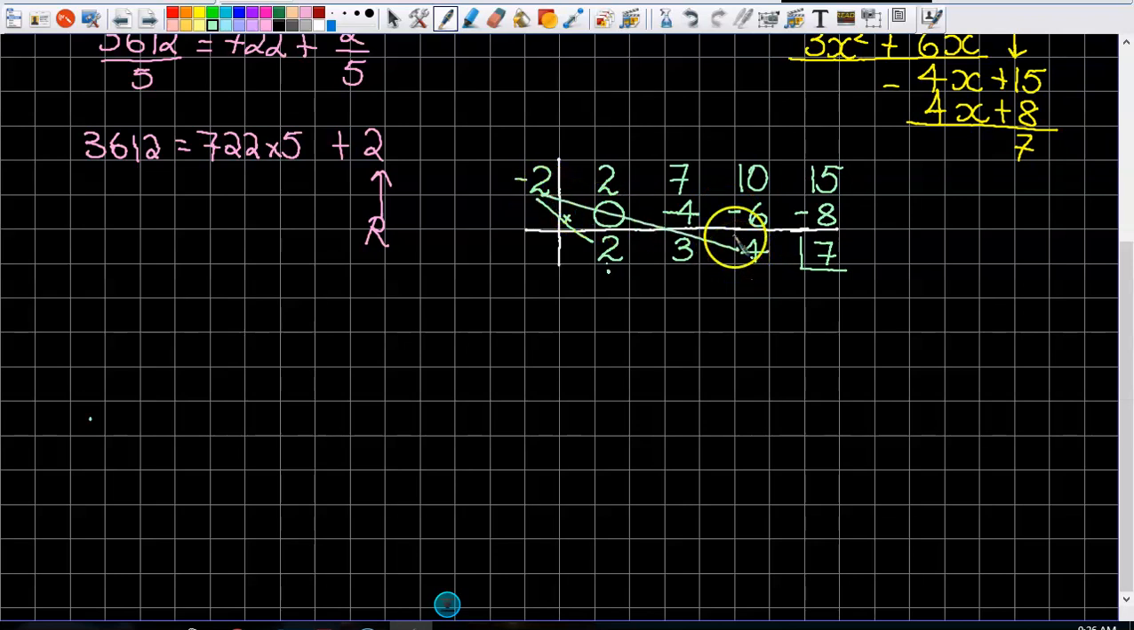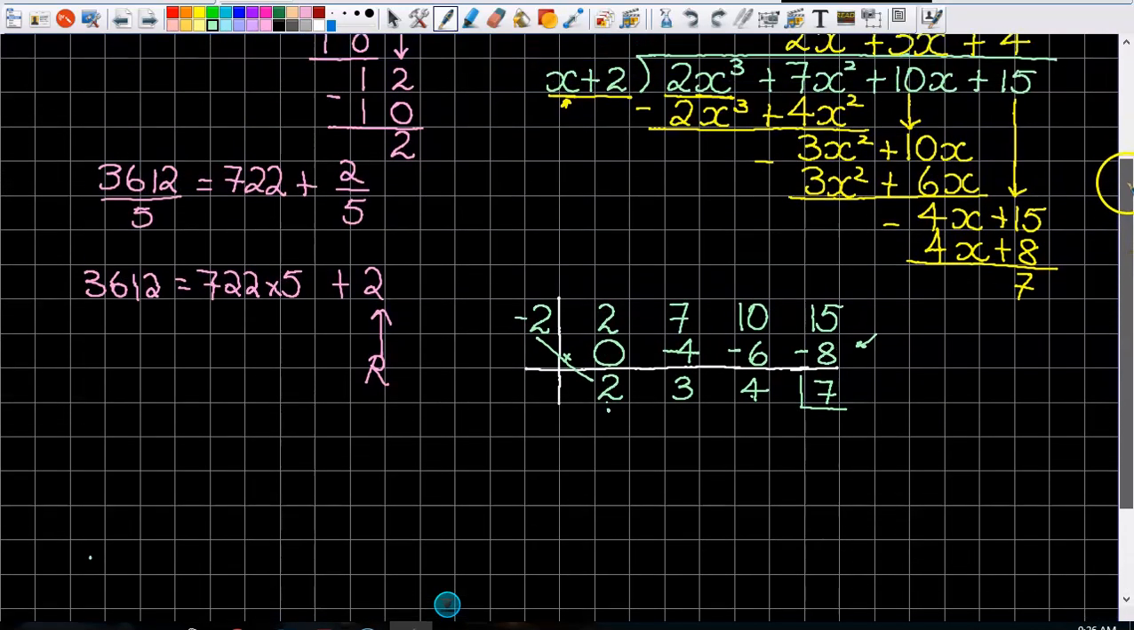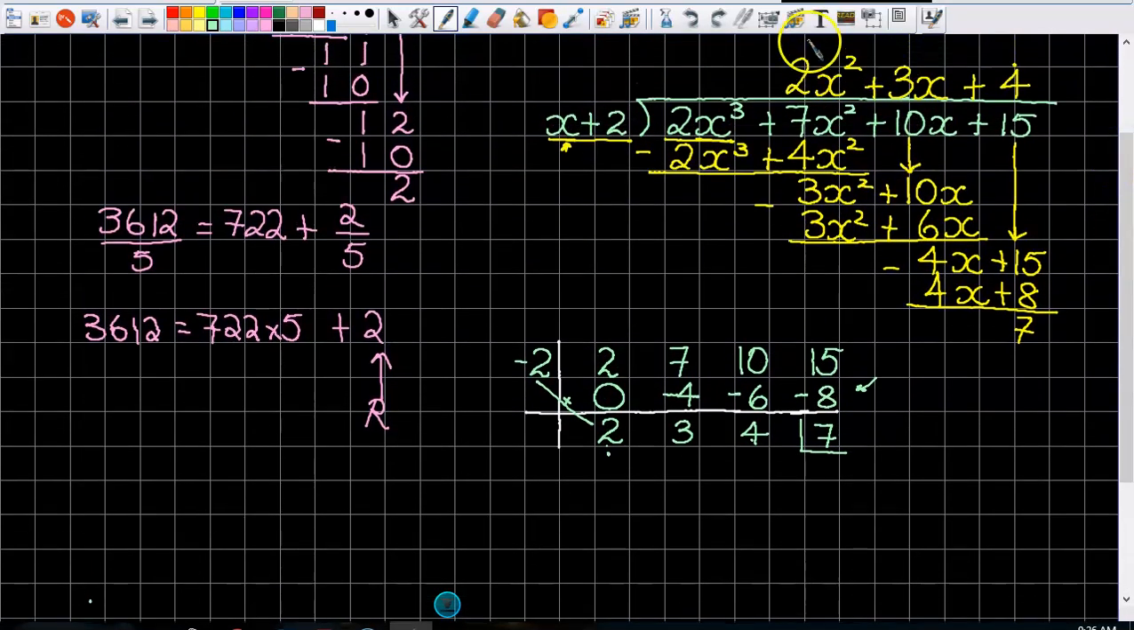Minus 2 times 4 is then the minus 8. And we add and you get 7. And if you look at what we ended up with here, 2 corresponds to our 2. 3 corresponds to our 3. 4 corresponds to our 4. And lo and behold, our remainder is 7.